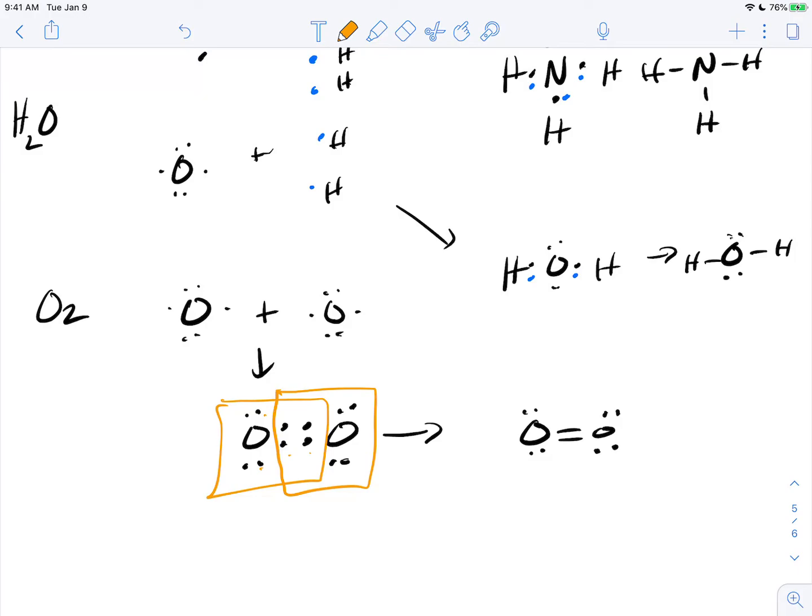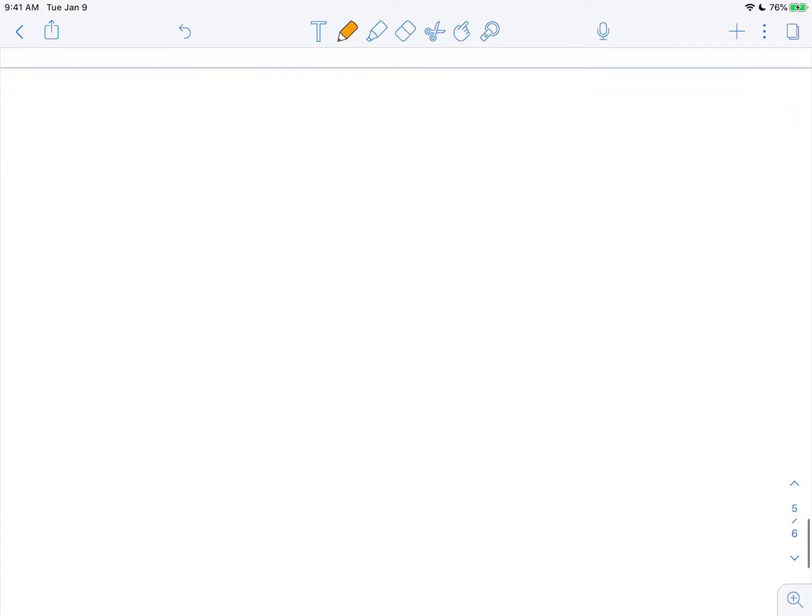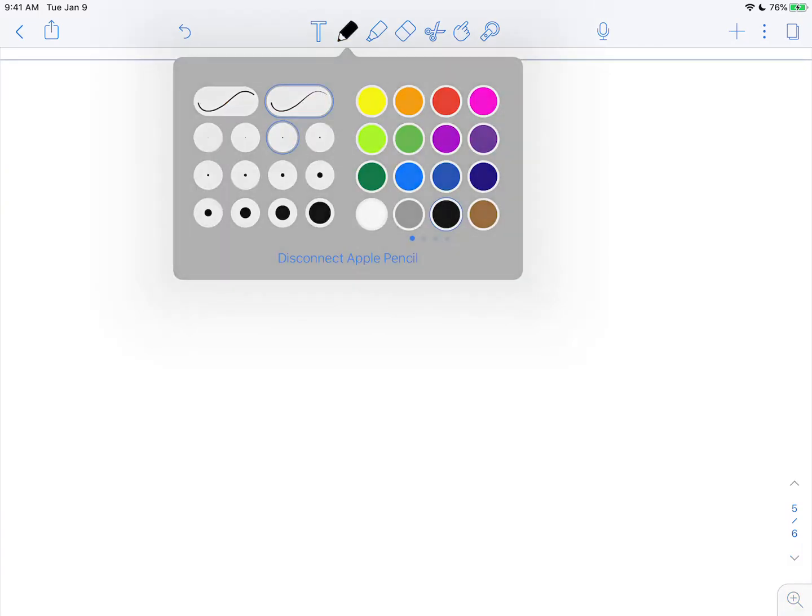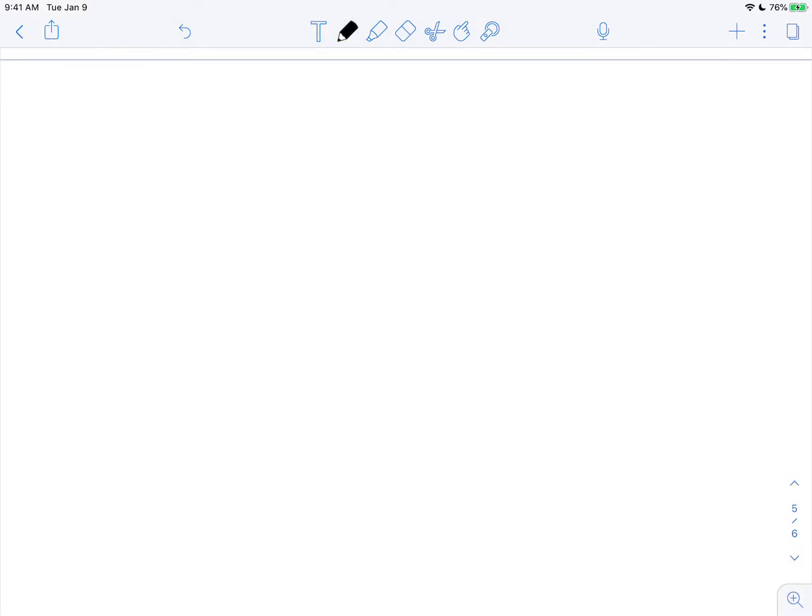Okay, so those are the basics, just continuing on with Lewis structures. What I want to do now is go over a more formalized way to draw Lewis structures. Now, there are many ways to do this. My way is not the only way.